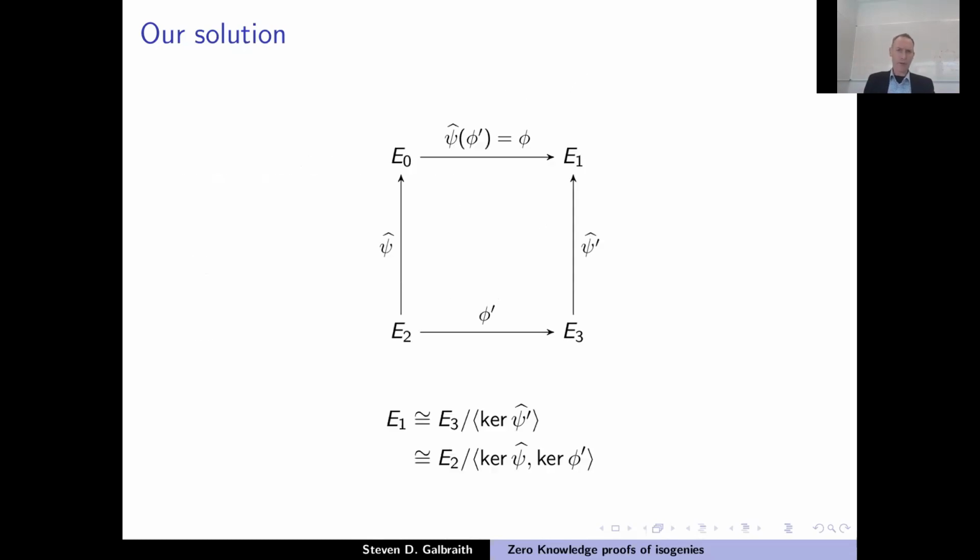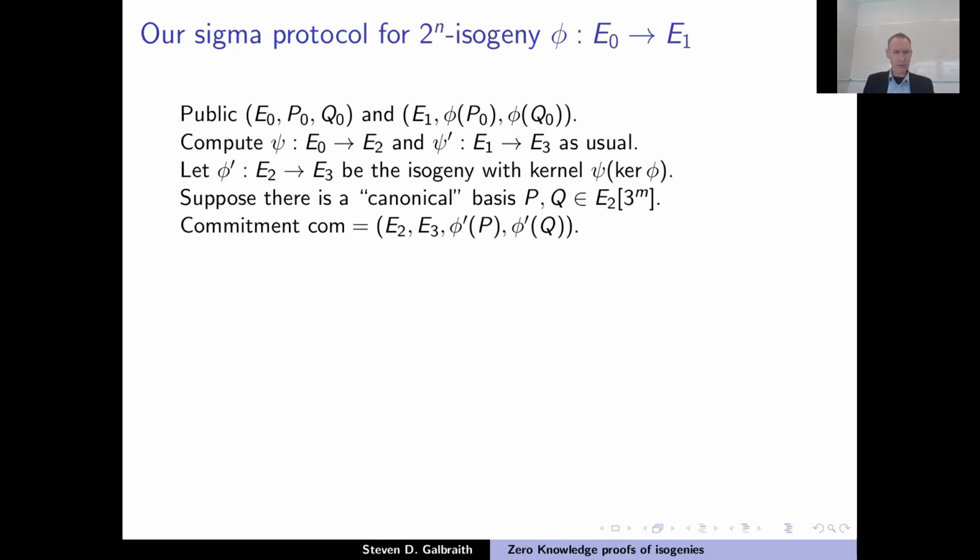So the way the protocol works is you have to enforce this. So I'll very quickly say the tweaks. These are just some small tweaks. You have to add a bit more to the statement. You can't just say that the statement is the two curves E0 and E1. You have to actually provide some points, and these are points of order 3 to the n. So I'm proving knowledge of a 2 to the n isogeny, and to do that, I have to give some points of order 3 to the n. I have to give a basis for the 3 to the n torsion on E0, and I have to give its image under my witness.